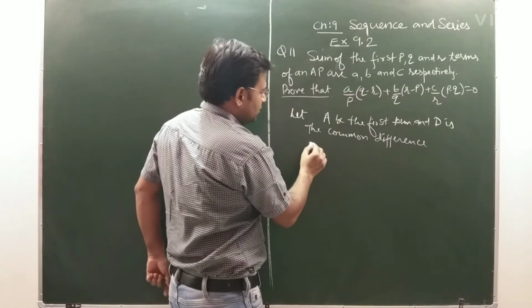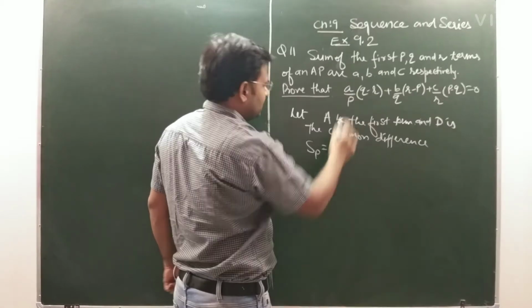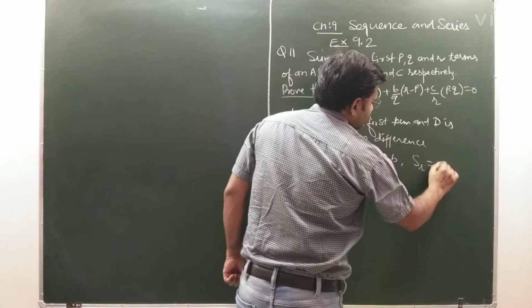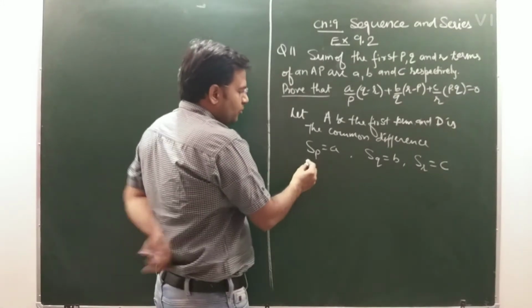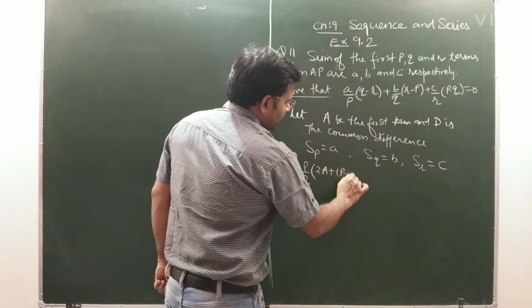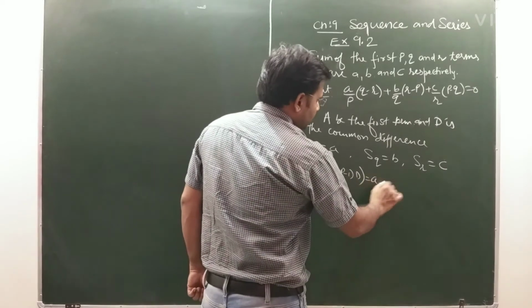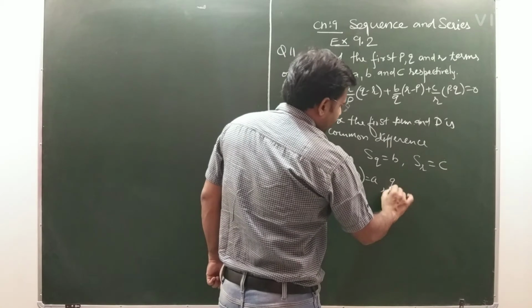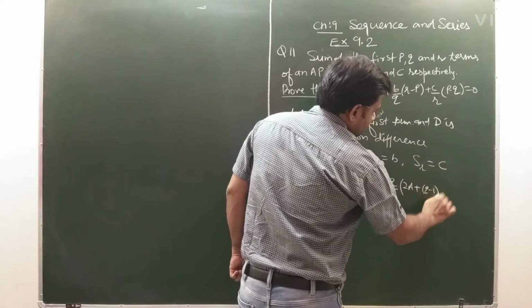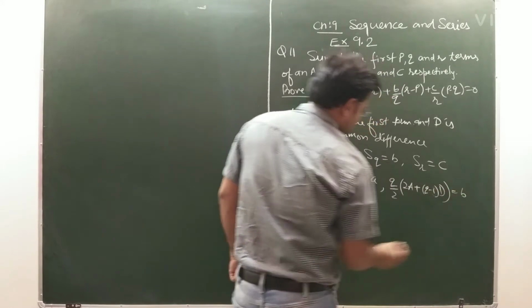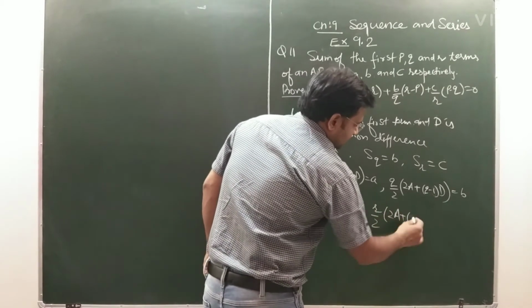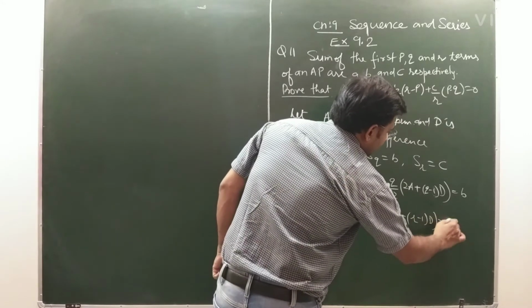So according to the question, S_P is given to you as a, S_Q is given to you as b, and S_R is given to you as c. So we can apply the formula of Sn. Sn is P by 2 (2A plus (P minus 1)D), this is equal to a. Similarly, Q by 2 (2A plus (Q minus 1)D) is equal to b, and similarly R by 2 (2A plus (R minus 1)D) is equal to c.